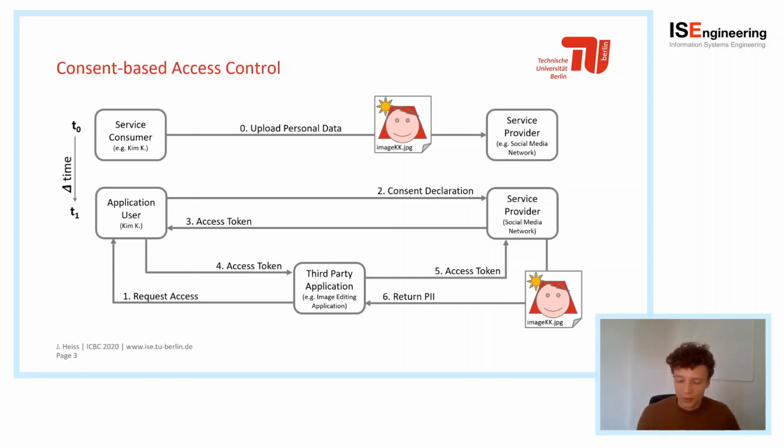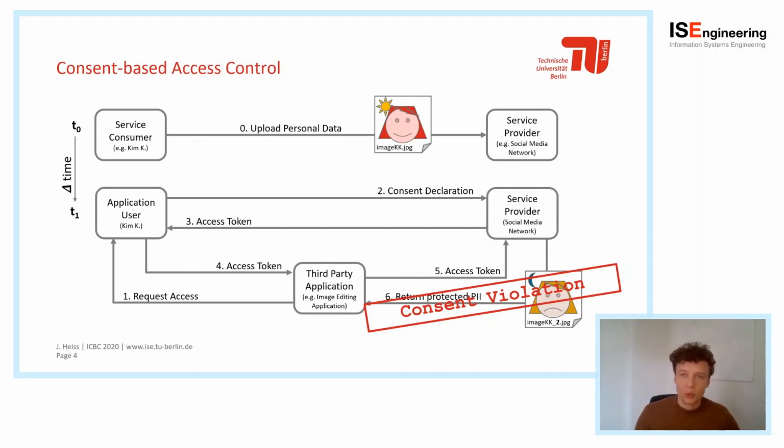Now let's assume the following. Everything is the same until step 6, where instead of the consented image, an image is returned for which no consent has been declared. And in this case, a consent violation occurs.